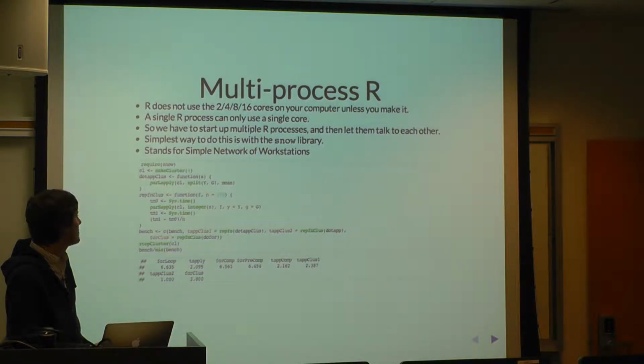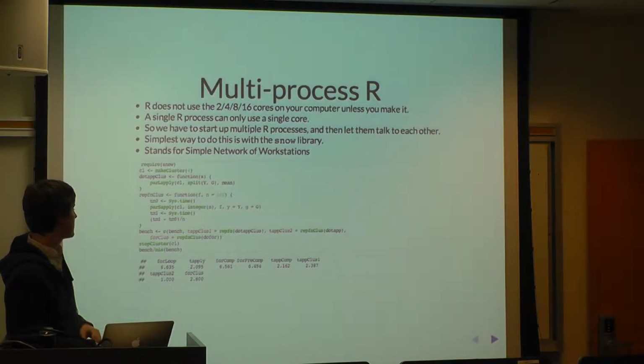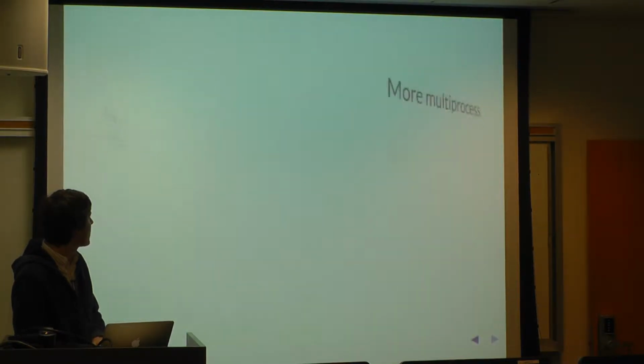But let's see. We got a pretty big increase on our for loop too. Before it was about 6 to 7 times slower than the fastest thing. Now it's only about 2 to 3 times slower. So that's pretty good. All right.